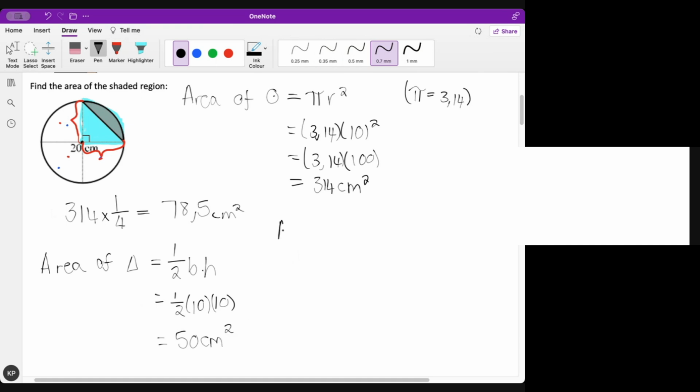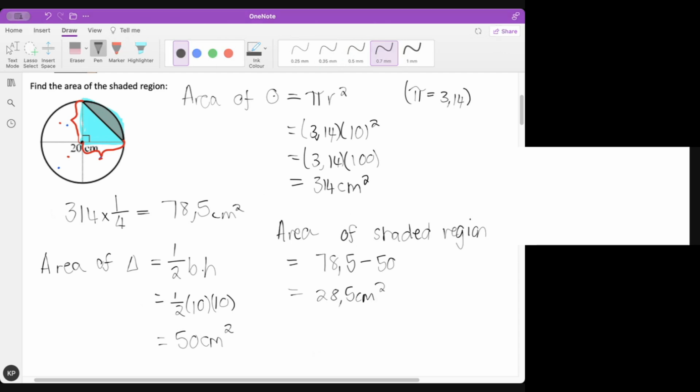So then the area of my shaded region, what am I going to do with these two areas? Nice. 78,5 minus 50, which will give me 28,5 centimeters squared. Beautiful. Can we have a thumbs up, thumbs down on this one?